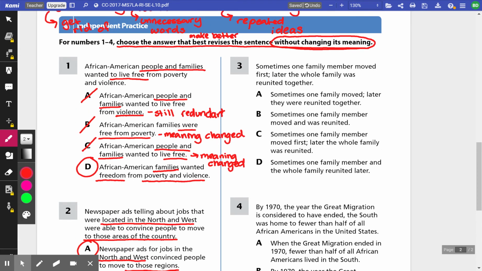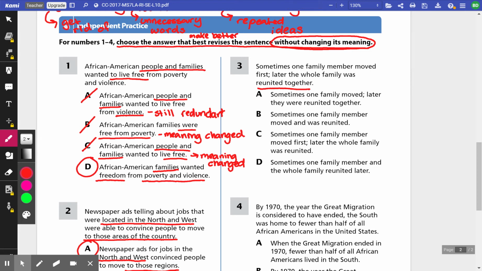Number 3 says, "Sometimes one family member moved first. Later, the whole family was reunited together." All right, so I see a few things. If one family member moved first, later the whole family was reunited together. If you are reunited with someone, it means that you are brought together. So this phrase "reunited together" is kind of redundant because reunited and together basically mean the same thing. If you are together, it means you're with someone else. Being reunited means that you're being brought together with someone after a while. So that's kind of redundant, right?